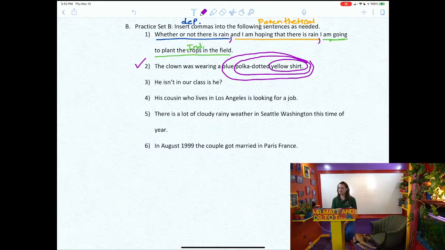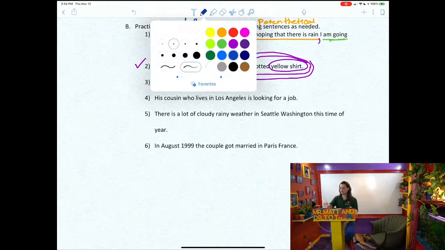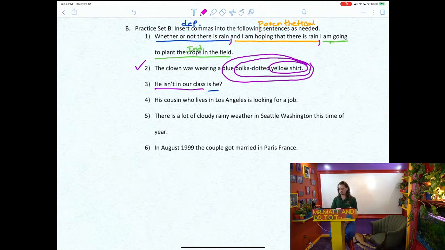Number three, he isn't in our class, is he? So we have a statement, he isn't in our class, and then we have a question, is he? So we can use a comma to separate a statement from a question. So we need a comma between class and is.